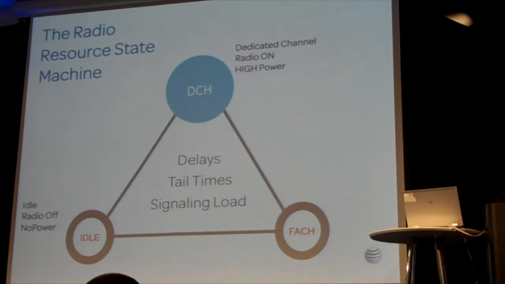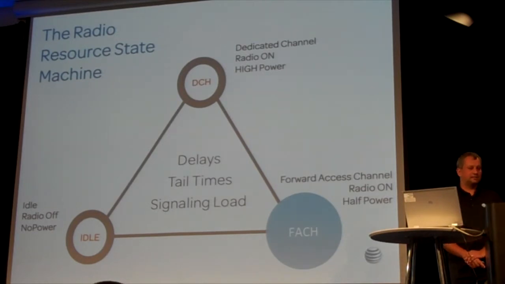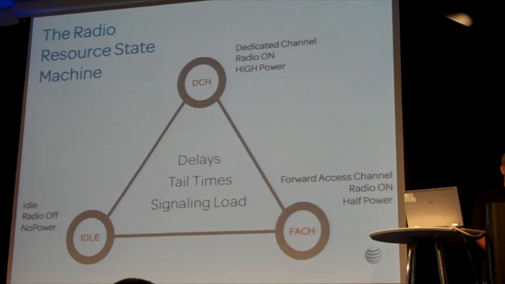Now, if you don't need to transmit data for a while, you will fall back into a state called FACH. In that state, you have very little bandwidth and consume roughly half the energy. It's really a waiting state after DCH if you still have something to send. And if you stay long enough in this FACH state, then you eventually go back to idle.